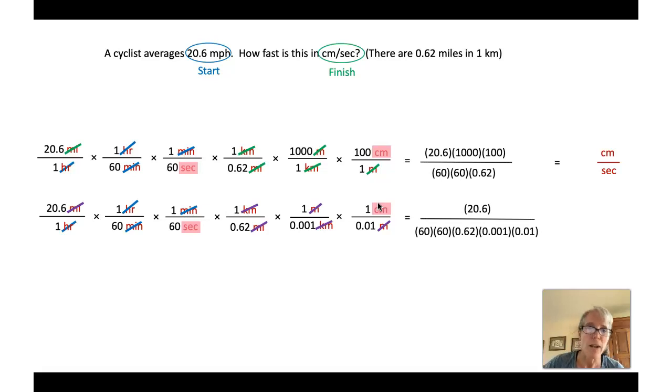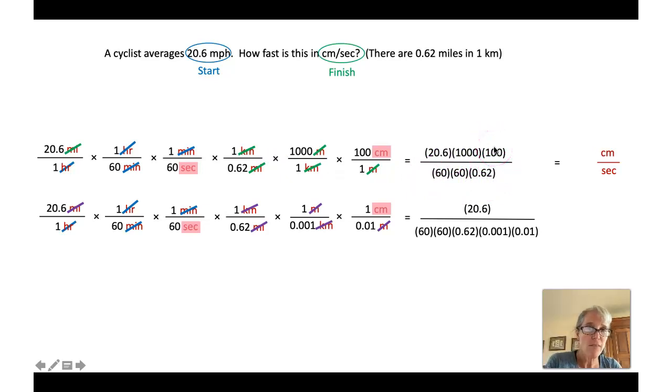Depending on whether you like the top method or the bottom method, the numbers you'll enter into the calculator will be different, but you'll end up with the same answer. And if you don't believe me, try it out yourself. Anything that's on the numerator will be multiplied together. Anything that's on the denominator will be multiplied together, and then we'll divide the denominator into the numerator.